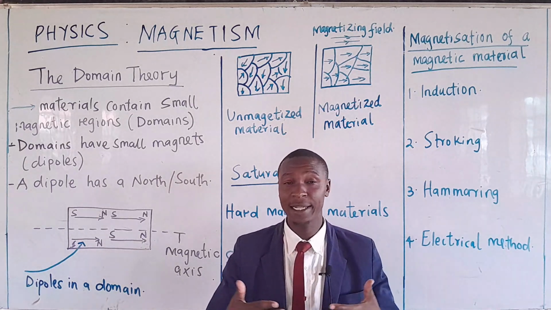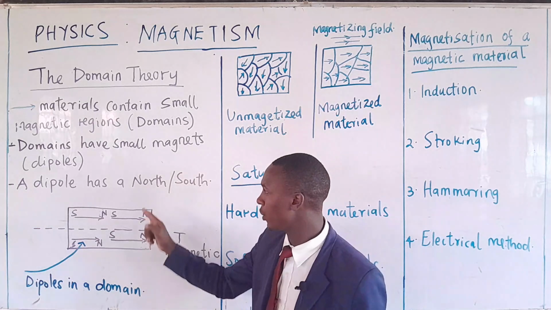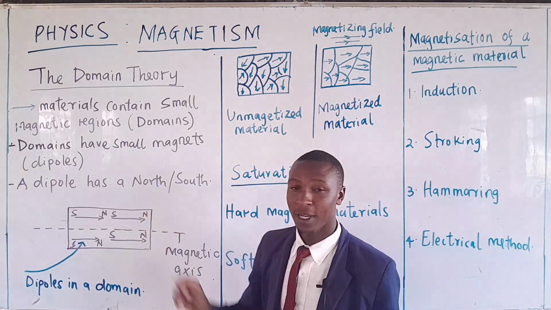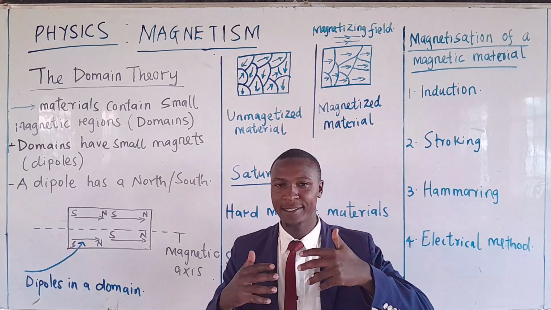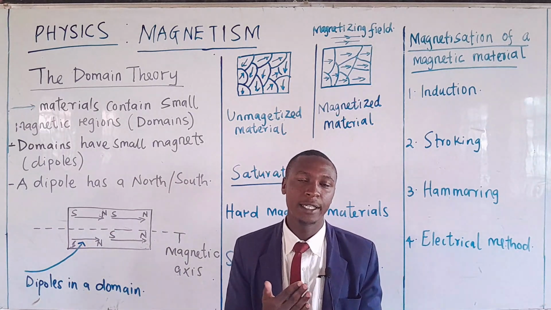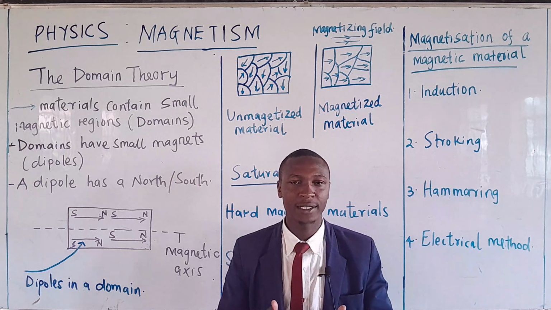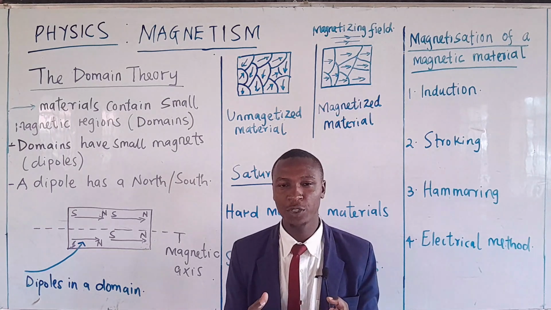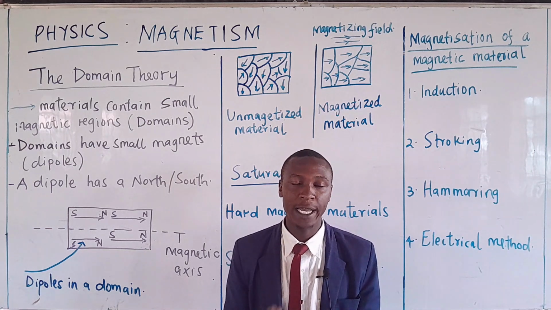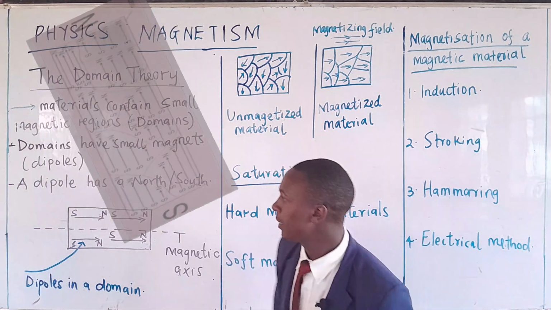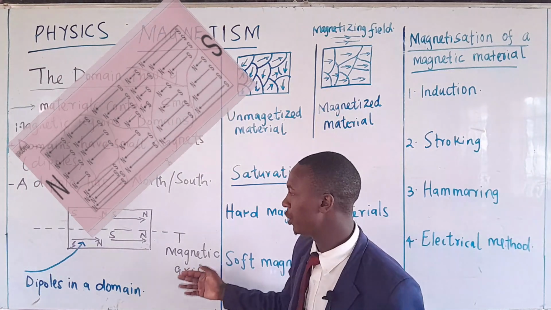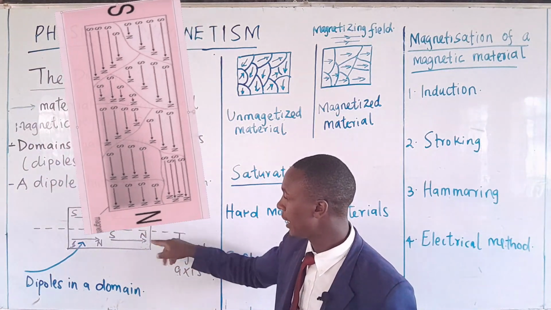So each domain has dipoles, and each dipole, as we are going to notice, has a north and a south. So each small dipole has a north and a south, and therefore those dipoles are going to determine the end which is going to be a north and the end which is going to be a south. Now, dipoles are arranged in a given domain as follows.